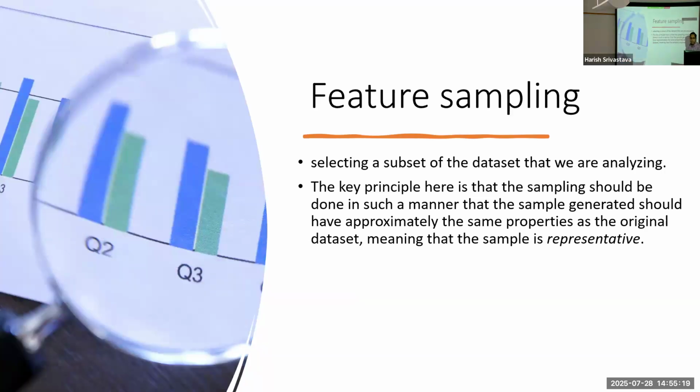Feature sampling: selecting a subset of the data set we are analyzing. The key principle is that sampling should be done in such a manner that the sample generated has approximately the same properties as the original data set, meaning the sample is a true representation of the original data set. You don't take a sample from top row 1 to row 20, and you also don't take it at random. You need to analyze the data. We will see how the sampling is taken.